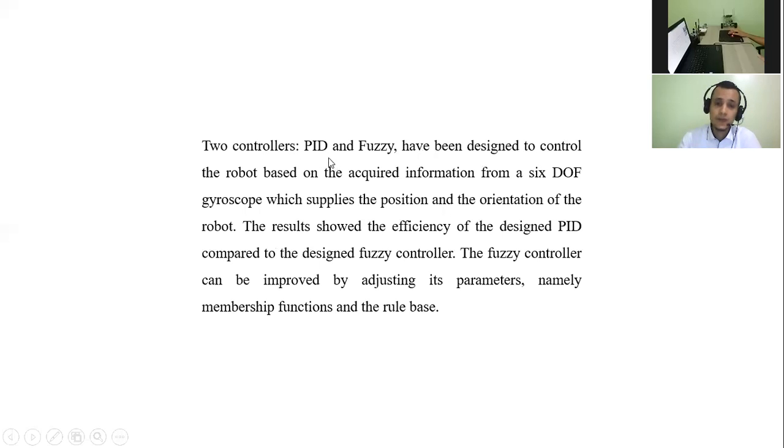Two controllers, PID and fuzzy, have been designed to control the robot based on the acquired information from a 6 degrees of freedom gyroscope, which supplies the position and the orientation of the robot. The result showed the efficiency of the designed PID compared to the designed fuzzy controller. In our case, PID was better than the fuzzy controller. The fuzzy controller can be improved maybe by adjusting its parameters, namely membership functions and the rule base.